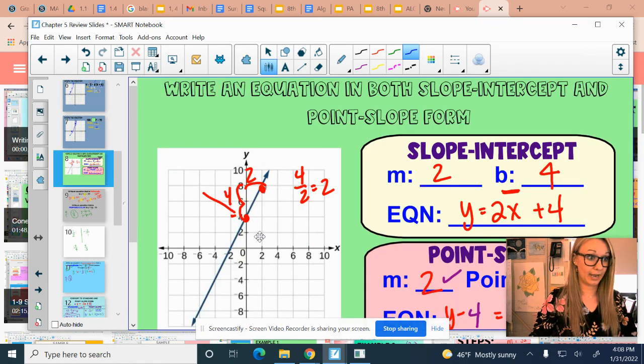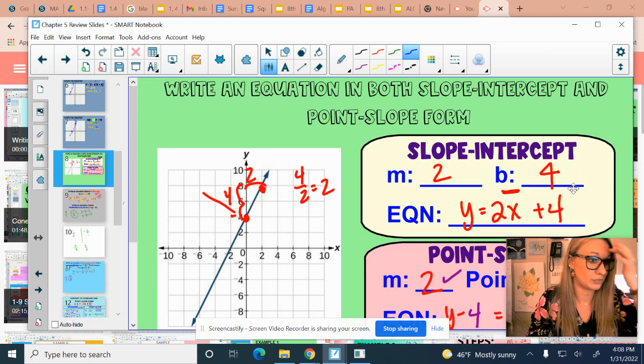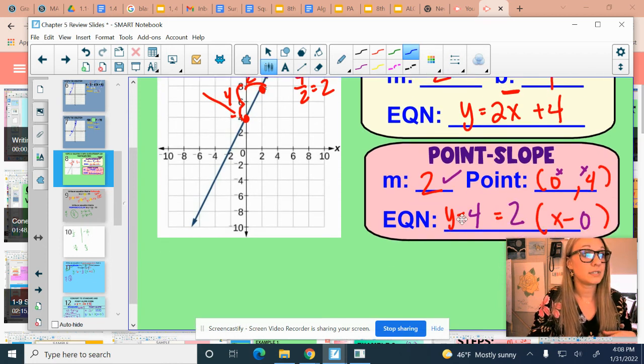We looked at a graph and we wrote an equation in slope-intercept and point-slope. Okay, for slope-intercept, we just figured out what is our y-intercept and our slope, plug it in. Point-slope, we picked any point on the line. I always say use the y-intercept, it's easy. Bring down your slope.